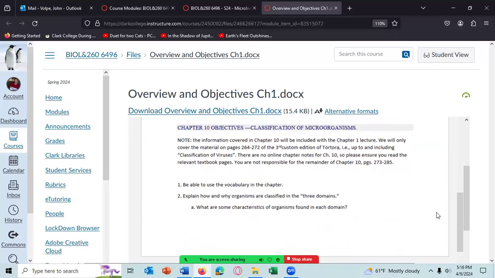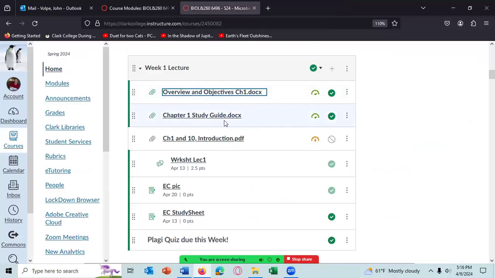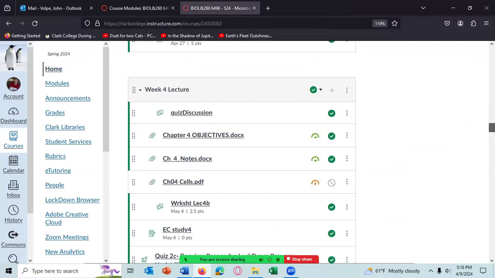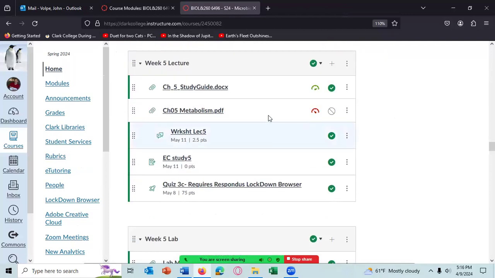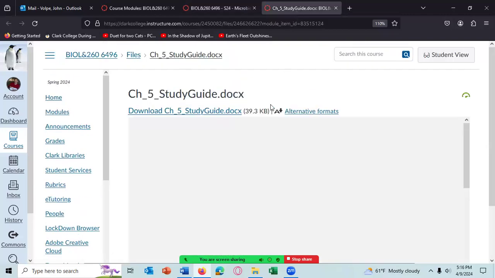It's chapter 10's objectives. Let me go back. Now for chapter 1, and I think chapter 2, I've actually broken it into an overview and objectives, and then the chapter 1 study guide for some of the lessons, which I think are all of the lessons after chapter 2. It will just be a chapter. Oh, that's not true. I've got it there for chapter 4 too. For some of the lessons, it will be just a study guide, which will have the objectives at the start.